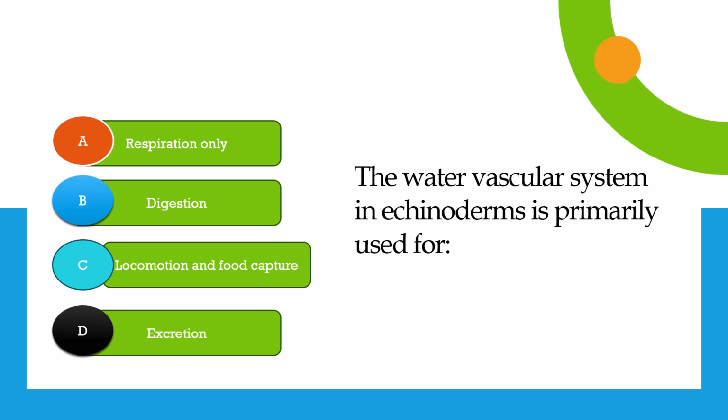The final question is: the water vascular system in echinoderms is primarily used for respiration only, digestion only, locomotion and food capture, or excretion. Type your answer in the chat box.